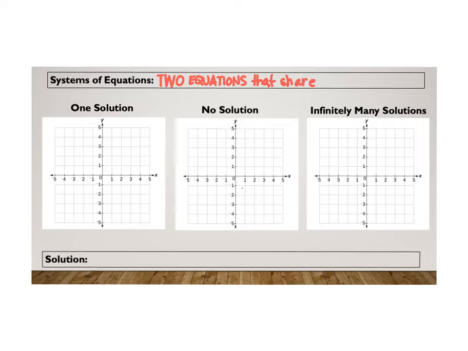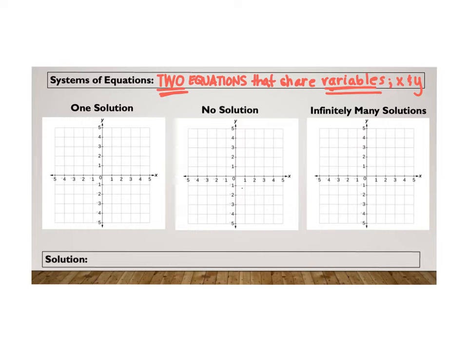That share variables. And most often, the variables are x and y. Okay, so we're talking about two equations that share variables. So when we're talking about systems of equations, we're talking about two of them. And they have to have the same variables like x and y or a and b or whatever it might be.